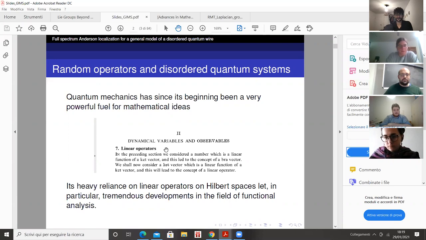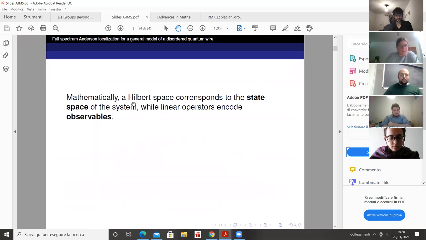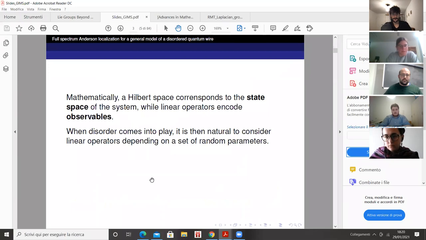And there is a very natural setting where you have a Hilbert space that is the state space, and linear operators, as we will see, self-adjoint linear operators, are observables. So when you want to model a generic quantum system, a disordered quantum system, it's natural then to consider linear operators having some randomness in them.